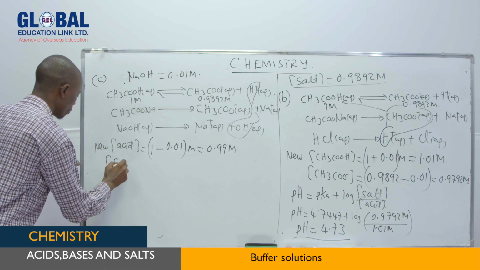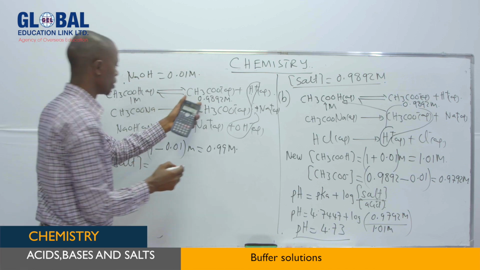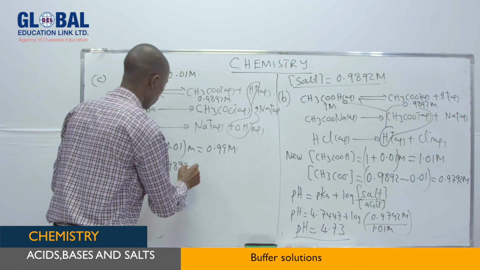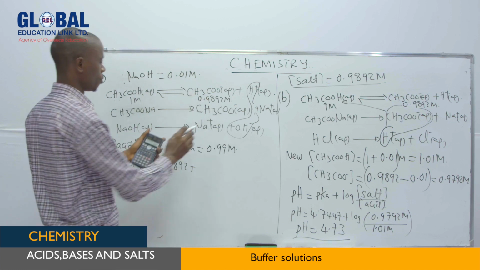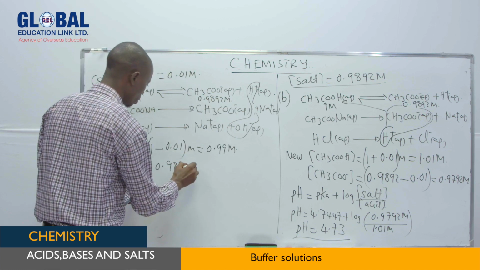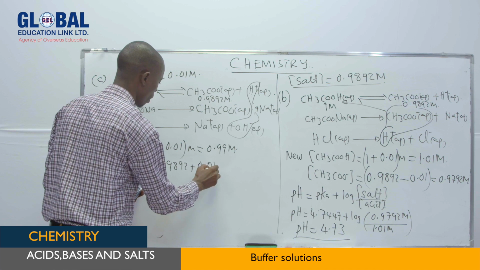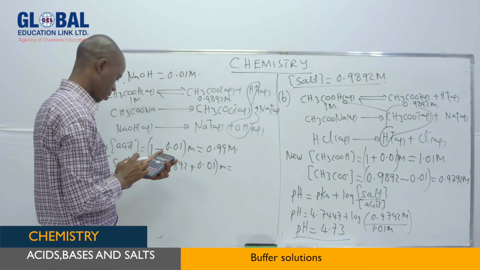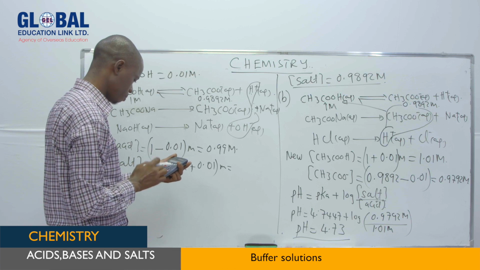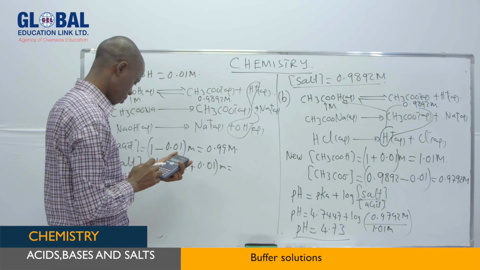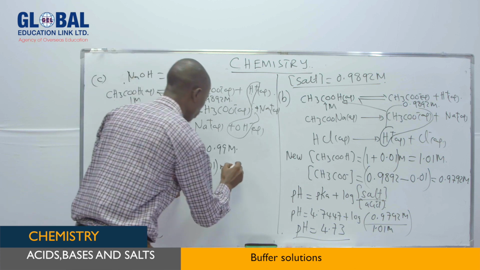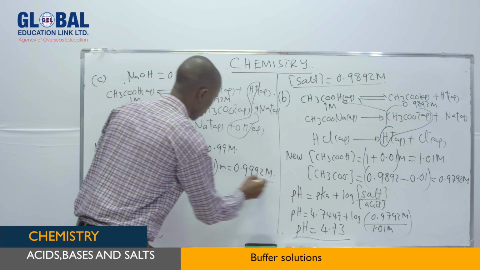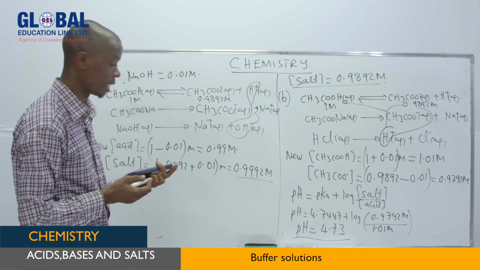For the salt, this one originally 0.9892. Now here you add the amount that is added, 0.01. 0.9892 plus 0.01. You are going to get 0.9992 molar. So these are the new concentrations that you're going to obtain.